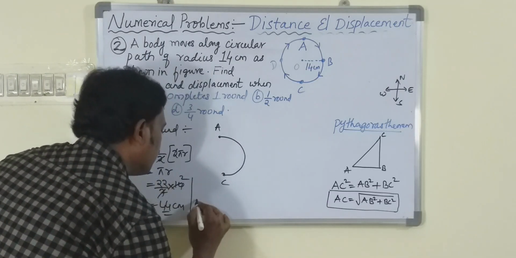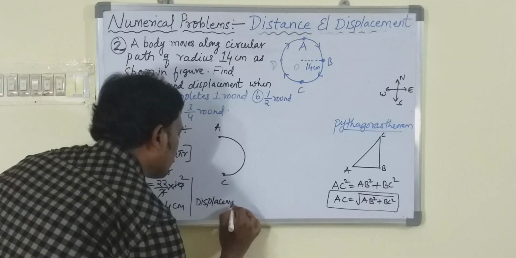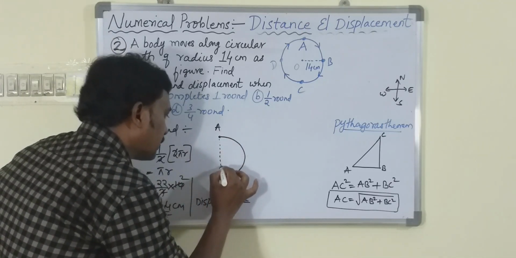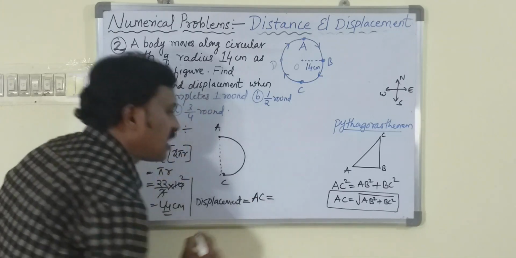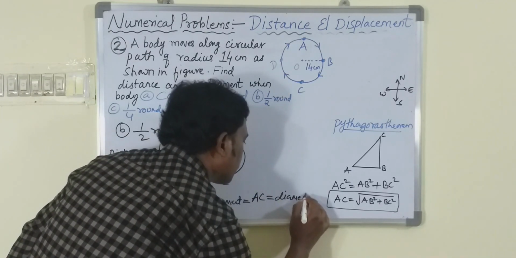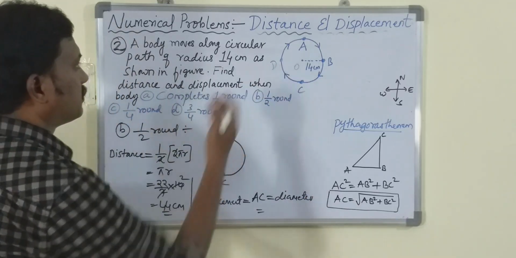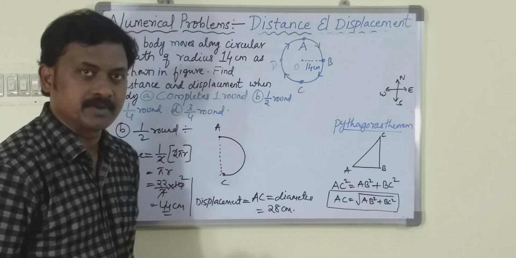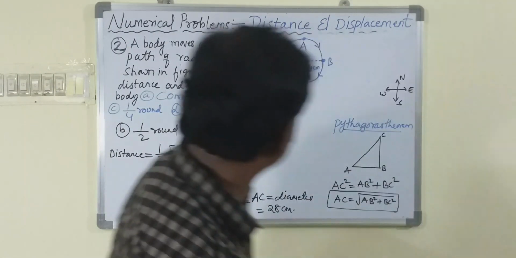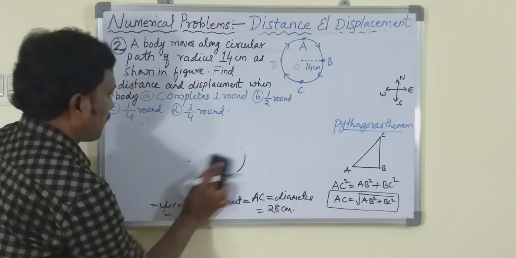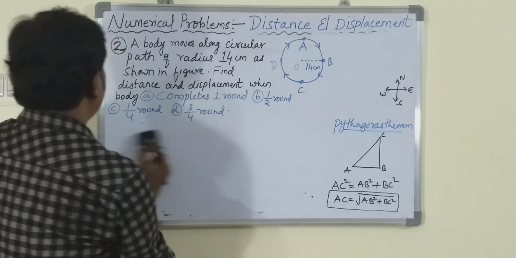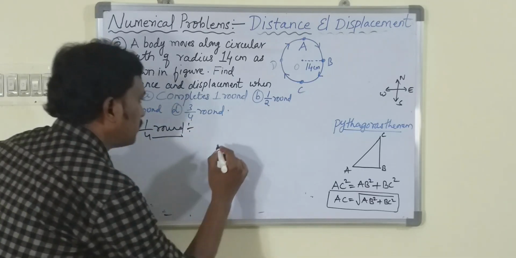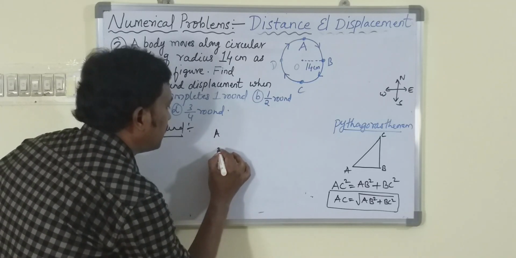And what is the displacement? The displacement is, this is the initial point and this is the final point. So the displacement will be AC. What is AC? That is the diameter of the circle. Okay, so 28 centimeters is the diameter and it is the displacement. Okay, now let us go for the third one, that is 1/4 round. So 1/4 round is, it starts from A and it comes and stops at B.